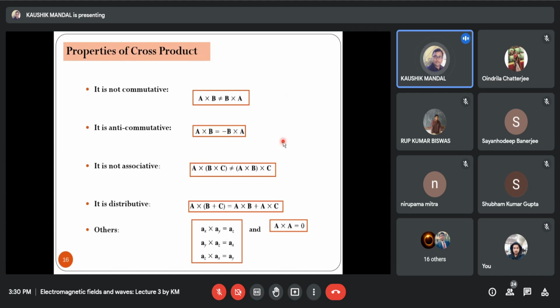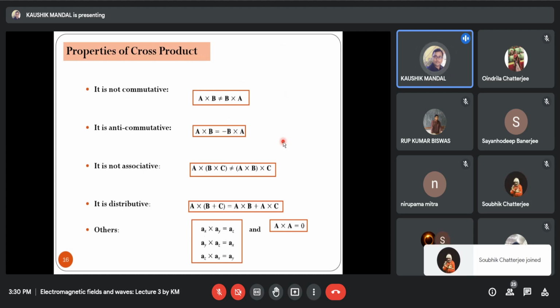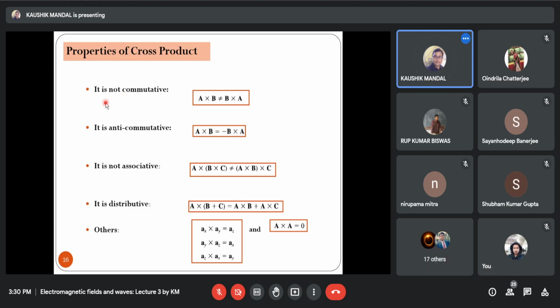Now we'll consider the properties associated with the cross product. Unlike the dot product, this is not commutative. Not commutative means the reverse is not true, that is, A cross B is not equal to B cross A. Rather, it is anti-commutative, meaning A cross B is equal to minus B cross A. It is also not associative.